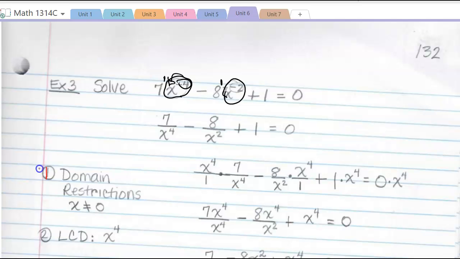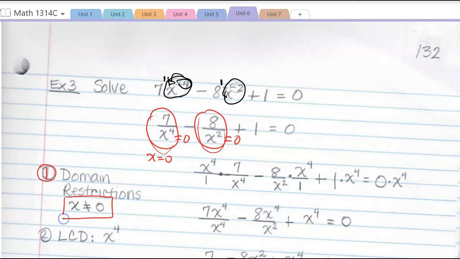So let's start off with step 1, which is our domain restrictions. We look at every fraction that we have, and we set the denominator equal to 0. We're going to see that x equal to 0 will cause the first and second fraction to be undefined. So our restriction is that x cannot equal 0.